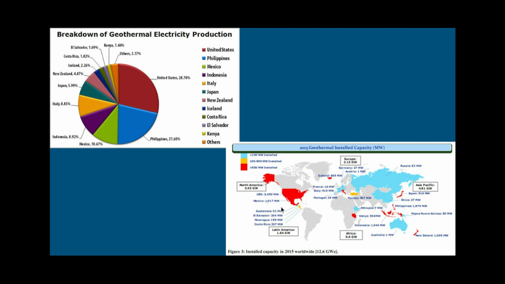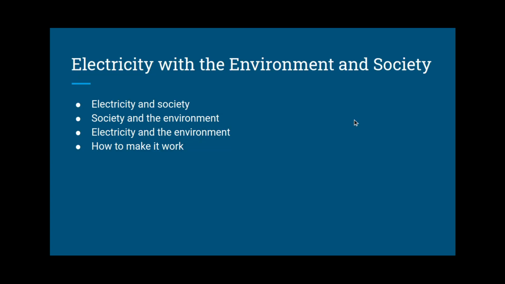And see, in here it says North America with 3.45 gigawatts, USA with 3,450 megawatts, Mexico with 10,017 megawatts, and all the way through. And these are all the different areas that use it fairly consistently within their countries.